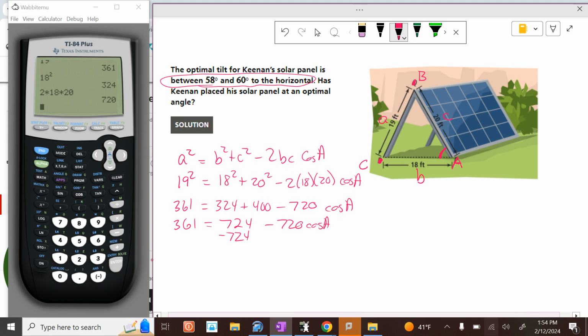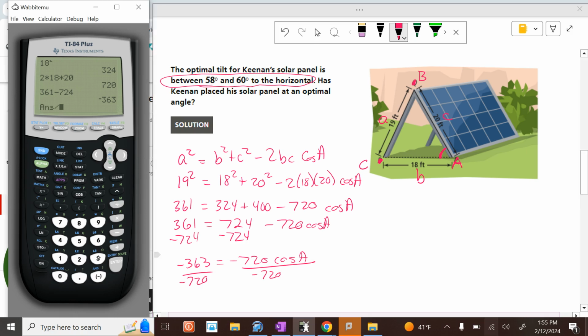So what you have to do is subtract 724 from each side. So you take 361 minus 724, so negative 363 equals negative 720 cosine of A. If 720 is being multiplied times the cosine of A, how do we get rid of it? Divide by negative 720. So divide that answer by negative 720.